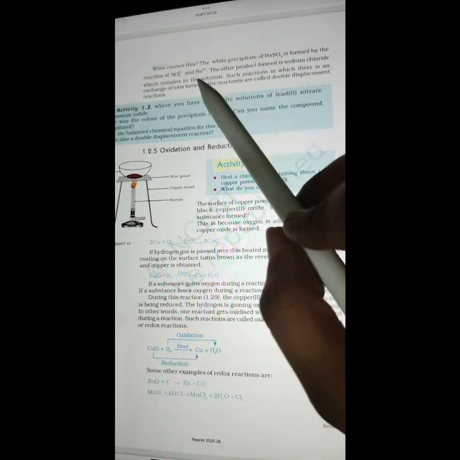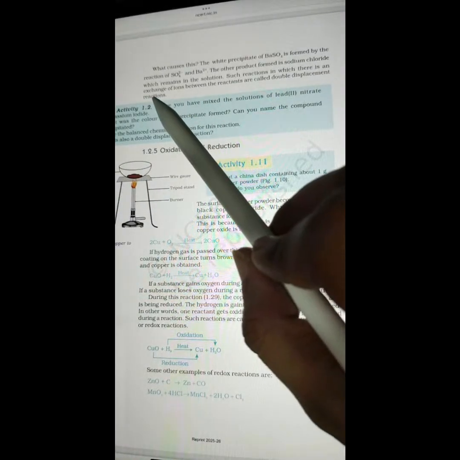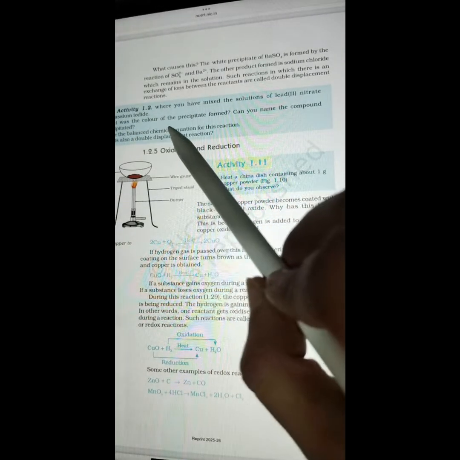What causes this? The white precipitate of BaSO4 is formed by the reaction of sulfate and barium ions. The other product formed is sodium chloride, which remains in the solution. Such reactions in which there is an exchange of ions between the reactants are called double displacement reactions. Recall activity 1.2, where you have mixed the solutions of lead nitrate and potassium iodide. What was the color of the precipitate formed? Can you name the compound precipitated? Write the balanced chemical equation for this reaction. Is this also a double displacement reaction?